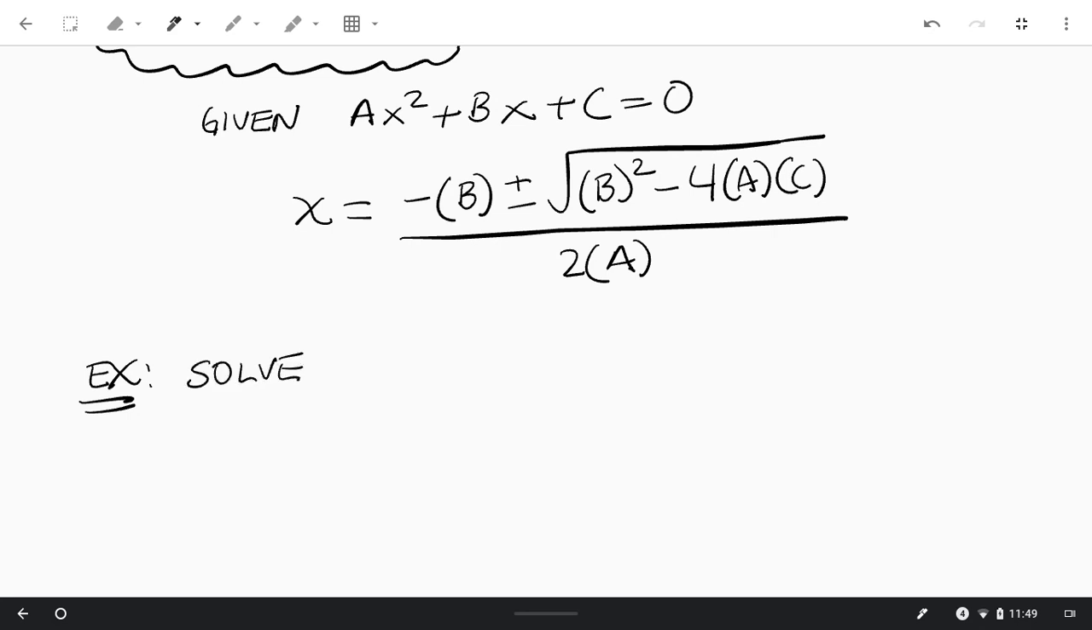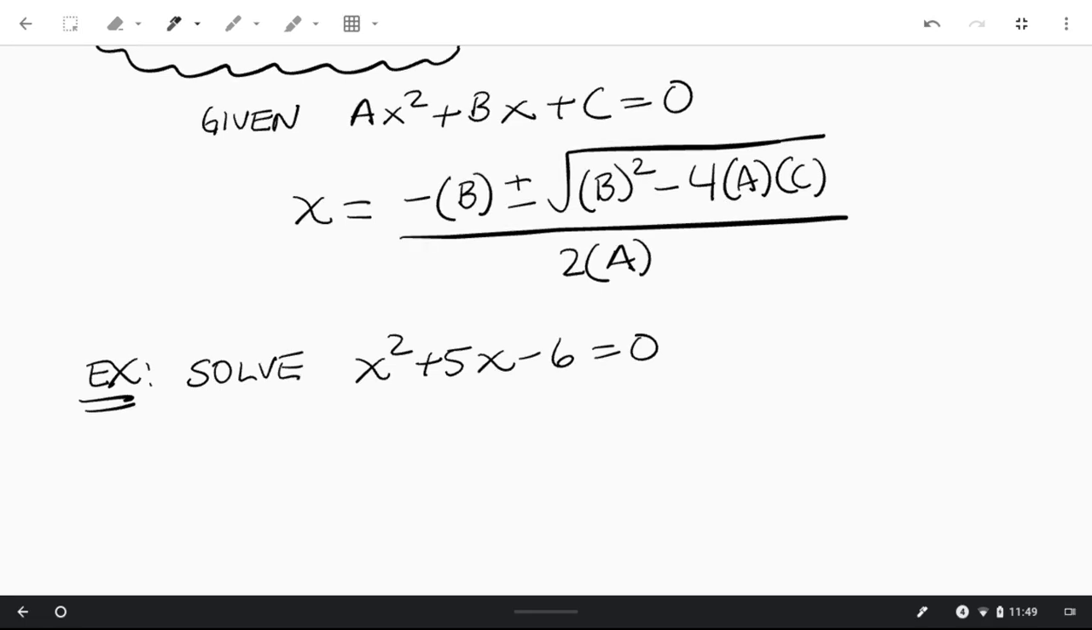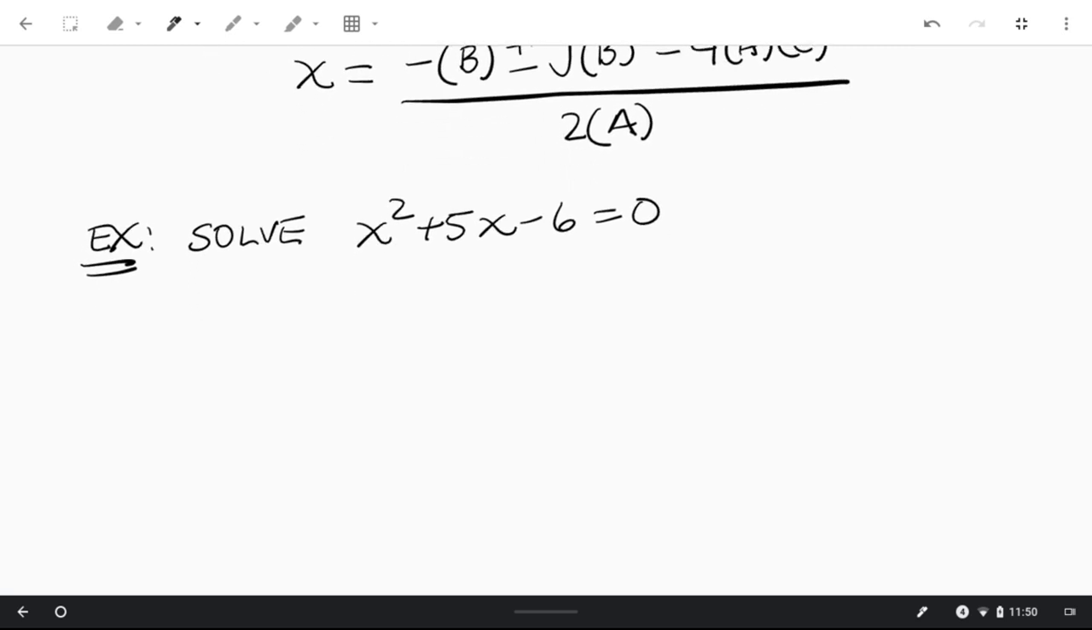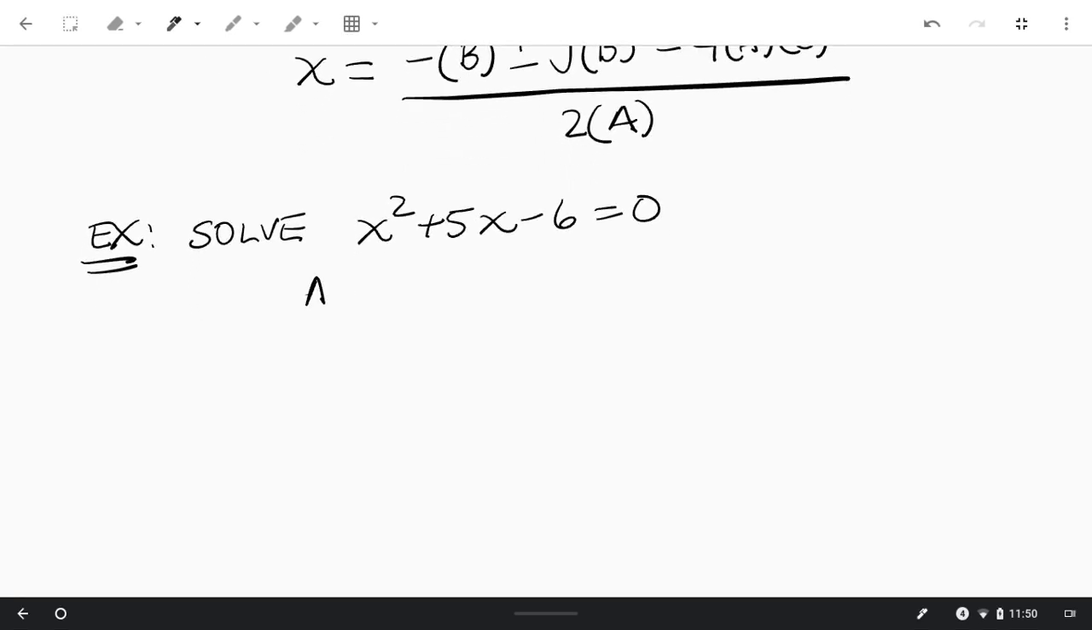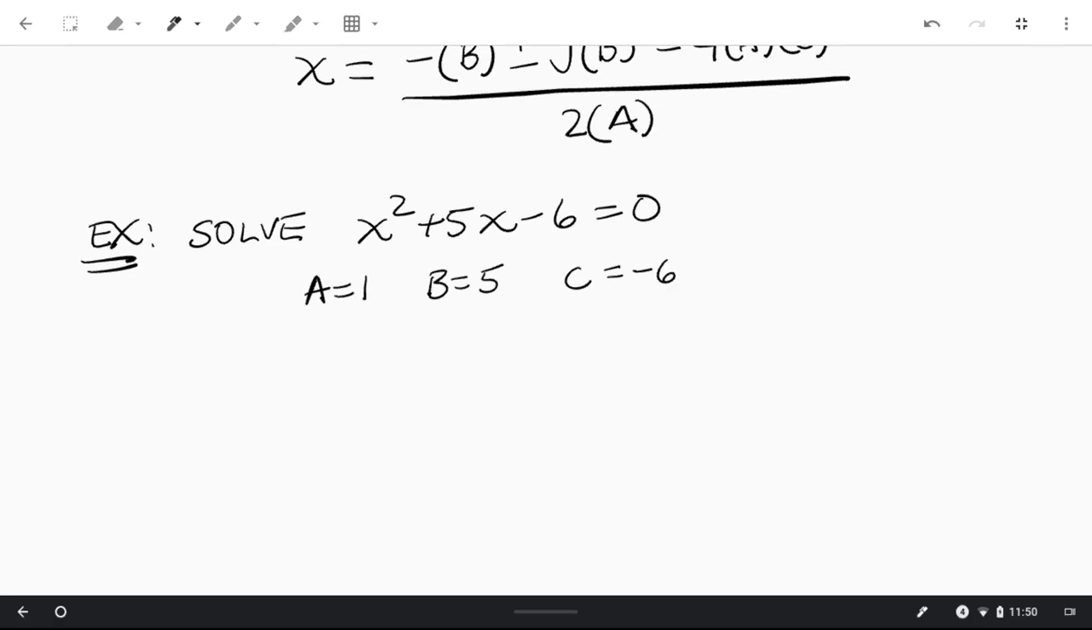So let's go ahead and solve x squared plus 5x minus 6 equals 0. Here we see that a is 1, b is 5, c is negative 6. So this is what we are going to be plugging into our formula.